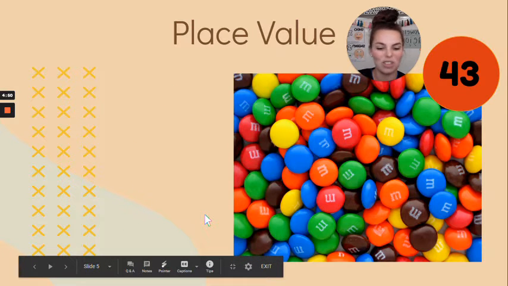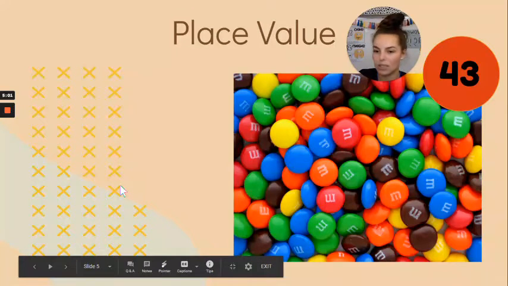30 is not 43 yet, so let's keep going. 30 plus another 10 is 40. And then it says 43. So the 3 does not make a group of 10. I just draw my 3 X's.